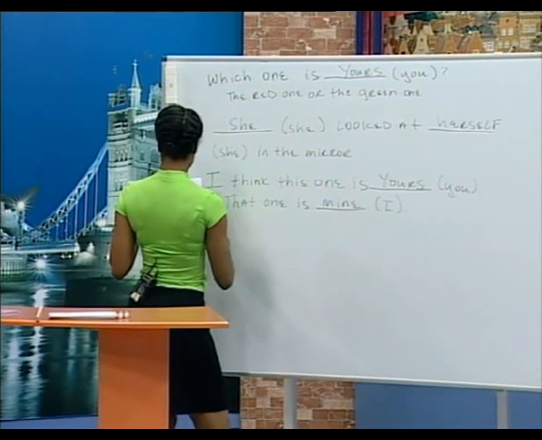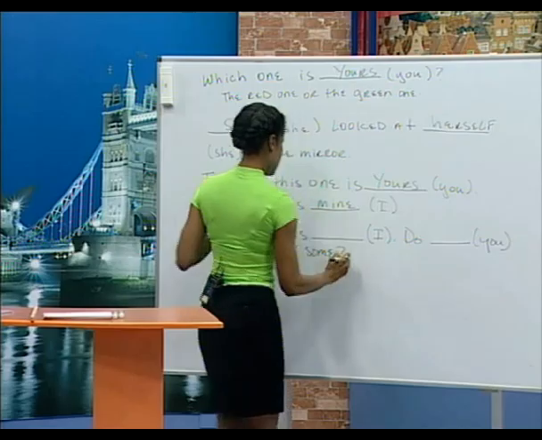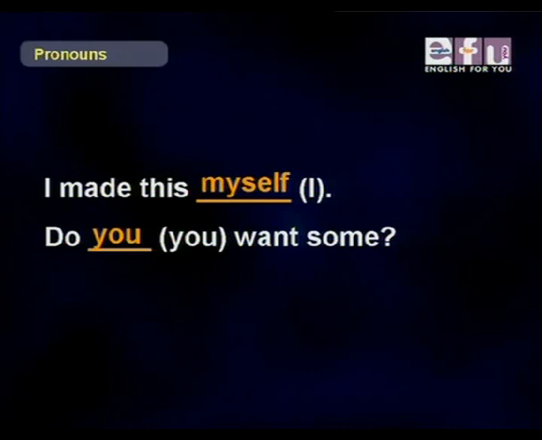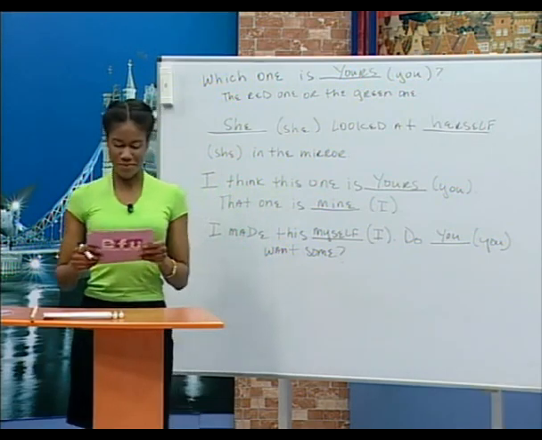One more. This one's for Alberto. I made this. Clue is I, do. Second clue is you, want some. Alberto: I make these myself. Good. Do you want some? Very good. I made this myself. Do you want some? All right, good job, everyone.